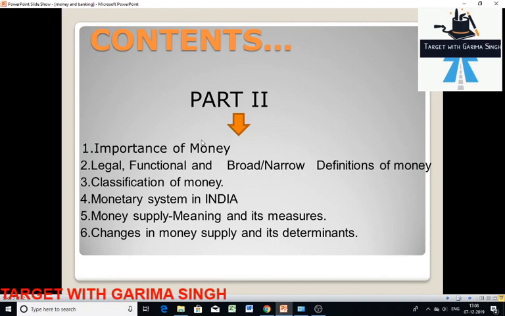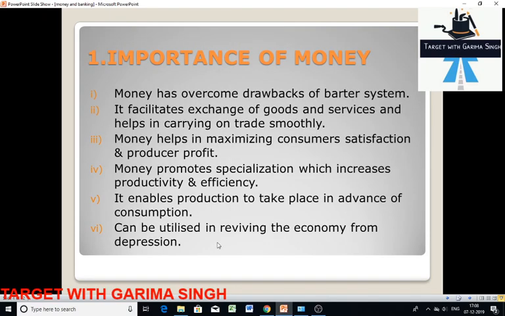In the second part, what I'm going to cover is the importance of money, legal, functional, and broad, narrow definitions of money, classification of money, monetary system in India, money supply, its meaning and its measure, change in money supply and its determinants. Let's move on to our first topic.